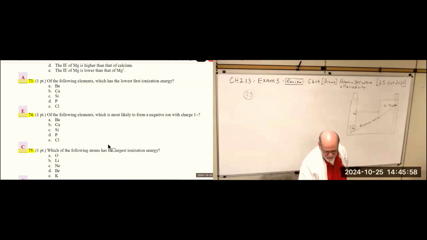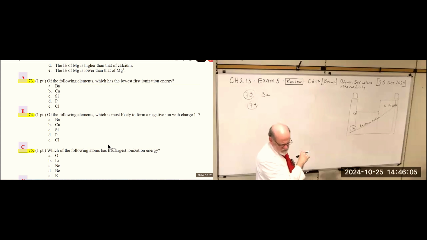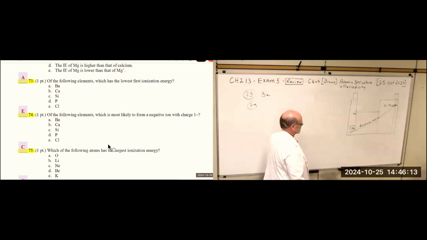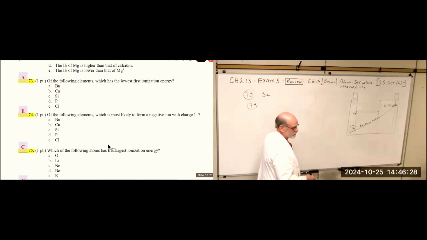Of that same list of elements, 74. Which is most likely to form a negative ion with a charge of 1 minus? Well, that's got to be a halogen, right? That's chlorine, because it only needs 1 electron to fill its orbitals and look like argon. So that would make it a -1. That's why all the halogens form -1 charges.